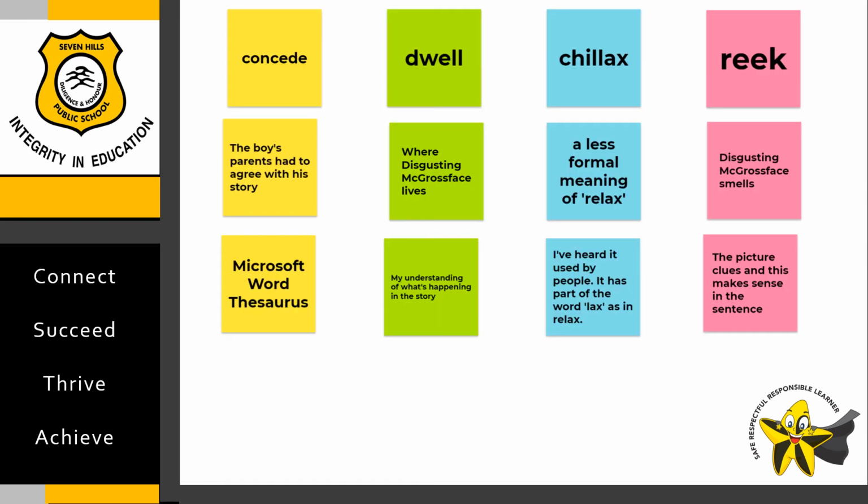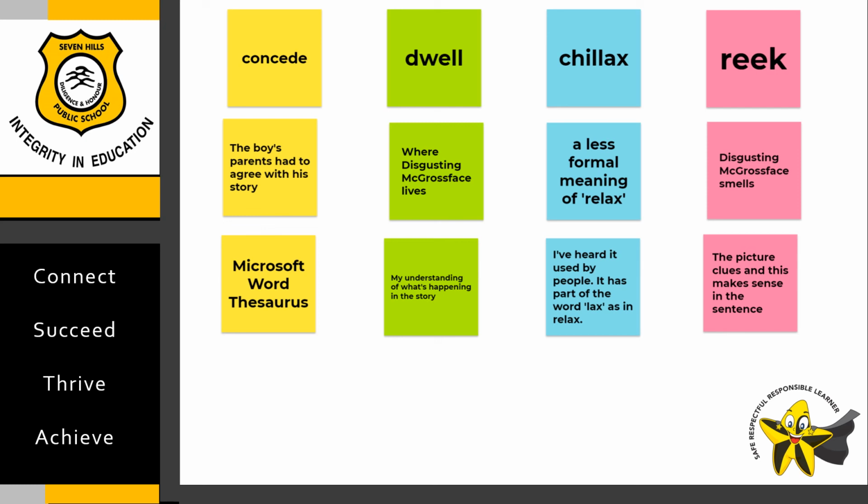So we look at a summary of the words that, when I read Disgusting McGrow's-face, I picked out as difficult words that I didn't understand. I've listed them on my little post-it notes across the top. Then in the second row, I've written down what I believe the meaning was of each of these words. So for concede, the boy's parents had to agree with his story, and I used Microsoft Word's thesaurus to do it. Okay, so that's the strategy I used.